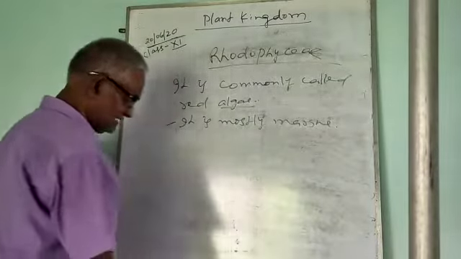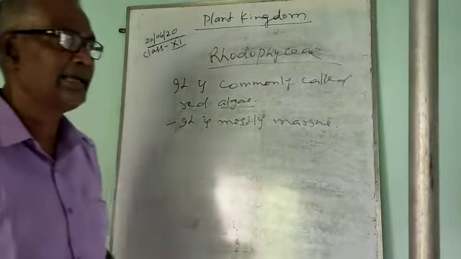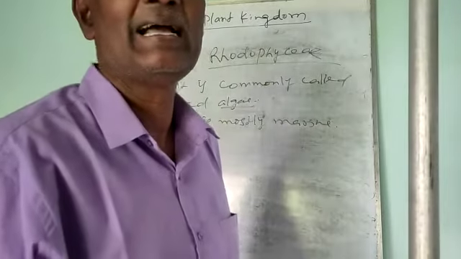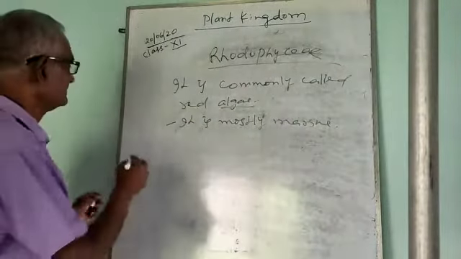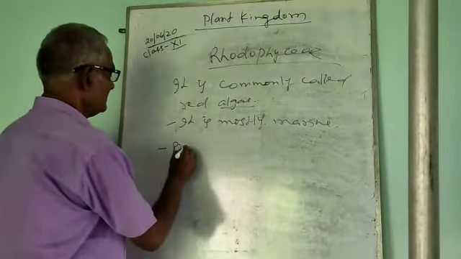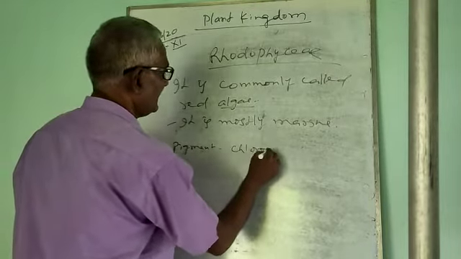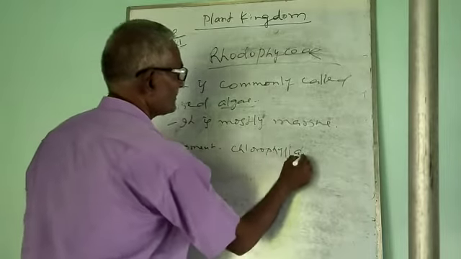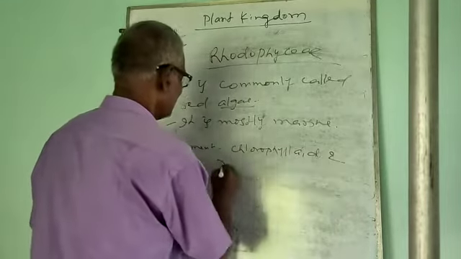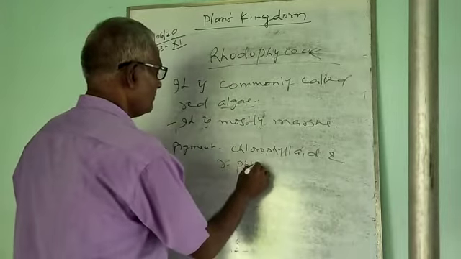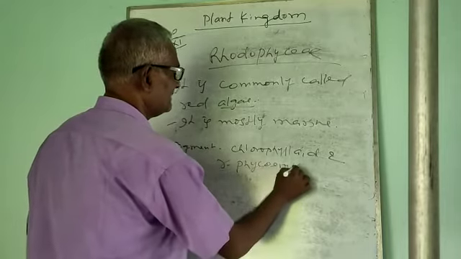The important pigments are chlorophyll A, D, and R phycoerythrin.